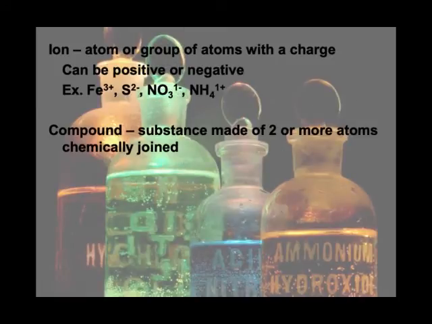A compound is a substance made of 2 or more atoms that are chemically joined together. It can't just be like salt and sand mixed together in a container. The atoms that make up the compound have to be chemically joined to each other. Some common examples that you probably have come across before are H2O, which is water, and NaCl, which is sodium chloride or table salt.